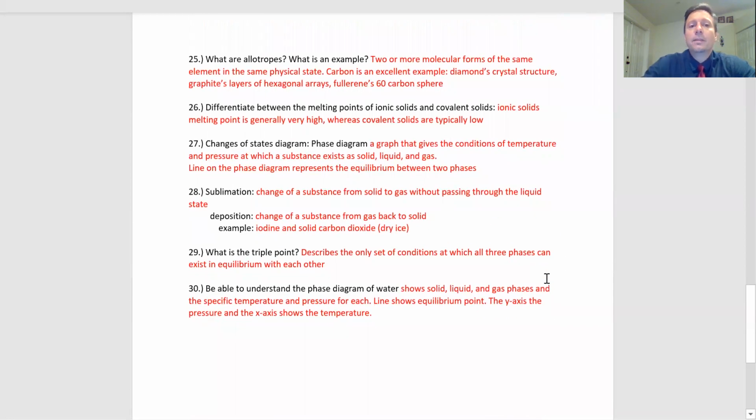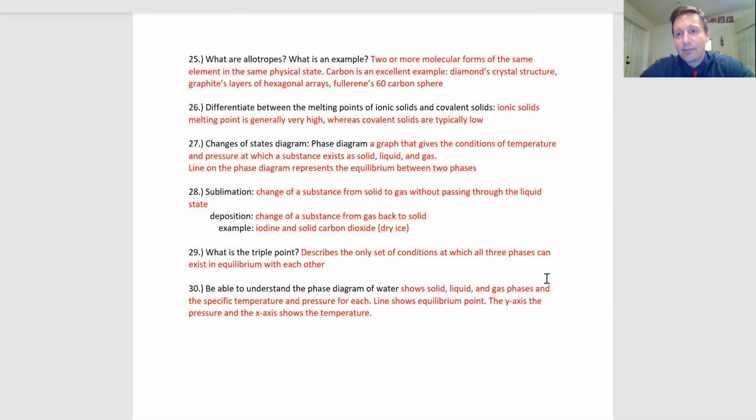Number 25. What is an allotrope? An allotrope, that's a new term for us. Please make sure you get that and write that term down. An allotrope is two or more forms of the same element in the same physical state. Please make sure you get that. An allotrope is two or more molecular forms of the same element in the same physical state.